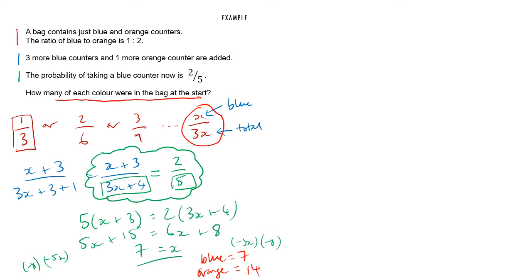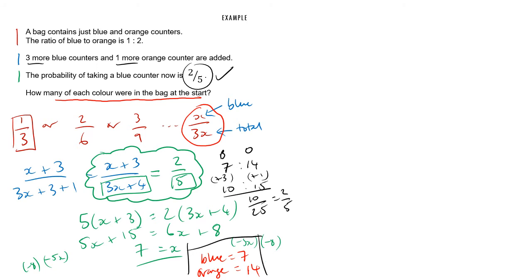And it's really useful just to check that these answers make sense. So let's think. At the beginning, if we had 7 blues and 14 orange, the ratio is equivalent to 1 to 2. Yep, happy with that. We then added 3 more blue counters to give us 10 blue, and we added 1 more orange to give us 15 orange. The probability here of picking blue is 10 out of 25, and that's equivalent to 2/5, which is what we're told here. So we can check that the answer we've got makes sense.